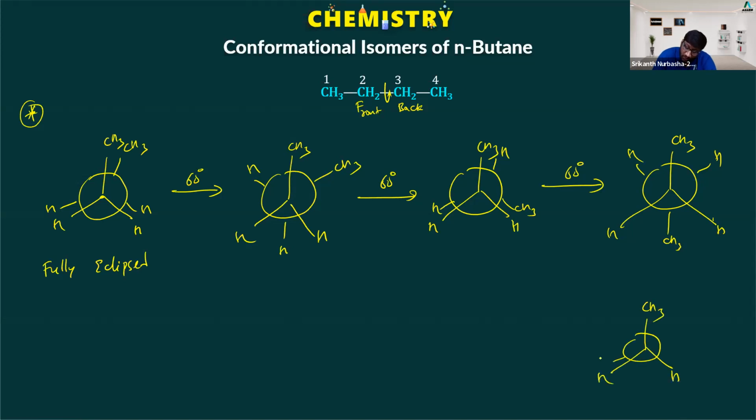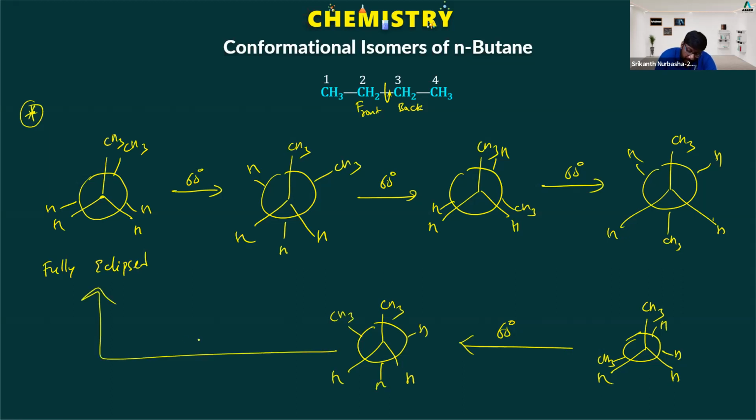CH3, hydrogen, hydrogen. CH3 will be present here, and hydrogen will be present in the other two positions. Again try to rotate 60 more degrees. We have CH3, hydrogen, hydrogen. If you rotate again 60 more degrees, you will get fully eclipsed.